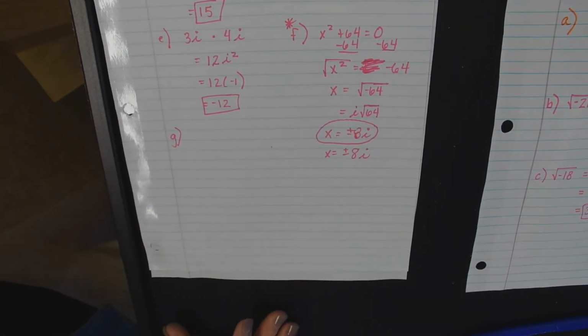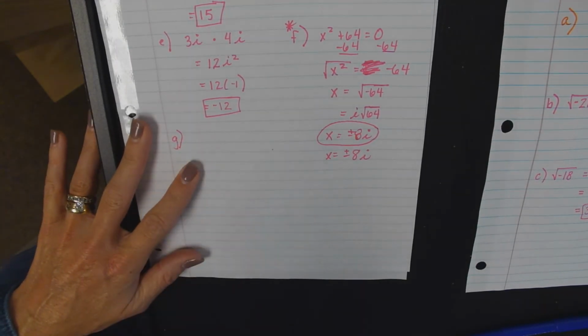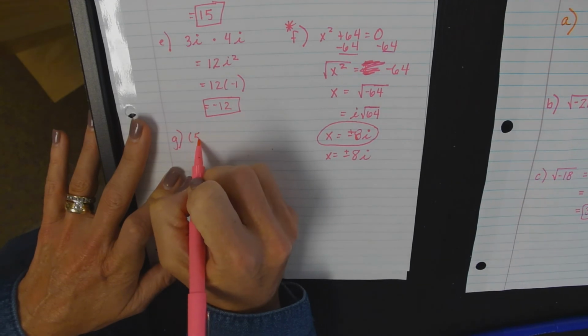Let's do G. You will have some of these. I think these are the easiest part, to be honest. This is what one of your IXLs is on. It kind of gets monotonous, to be honest.